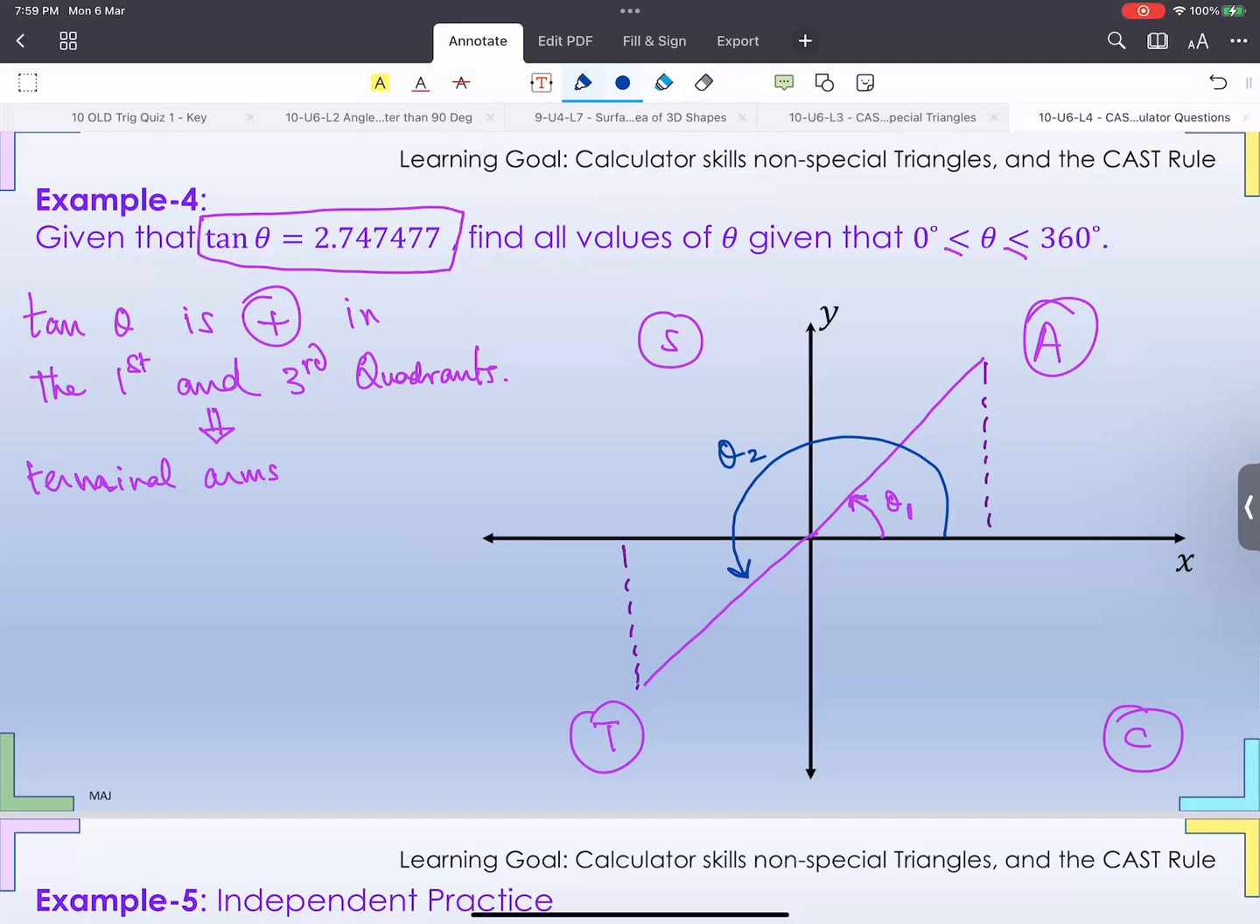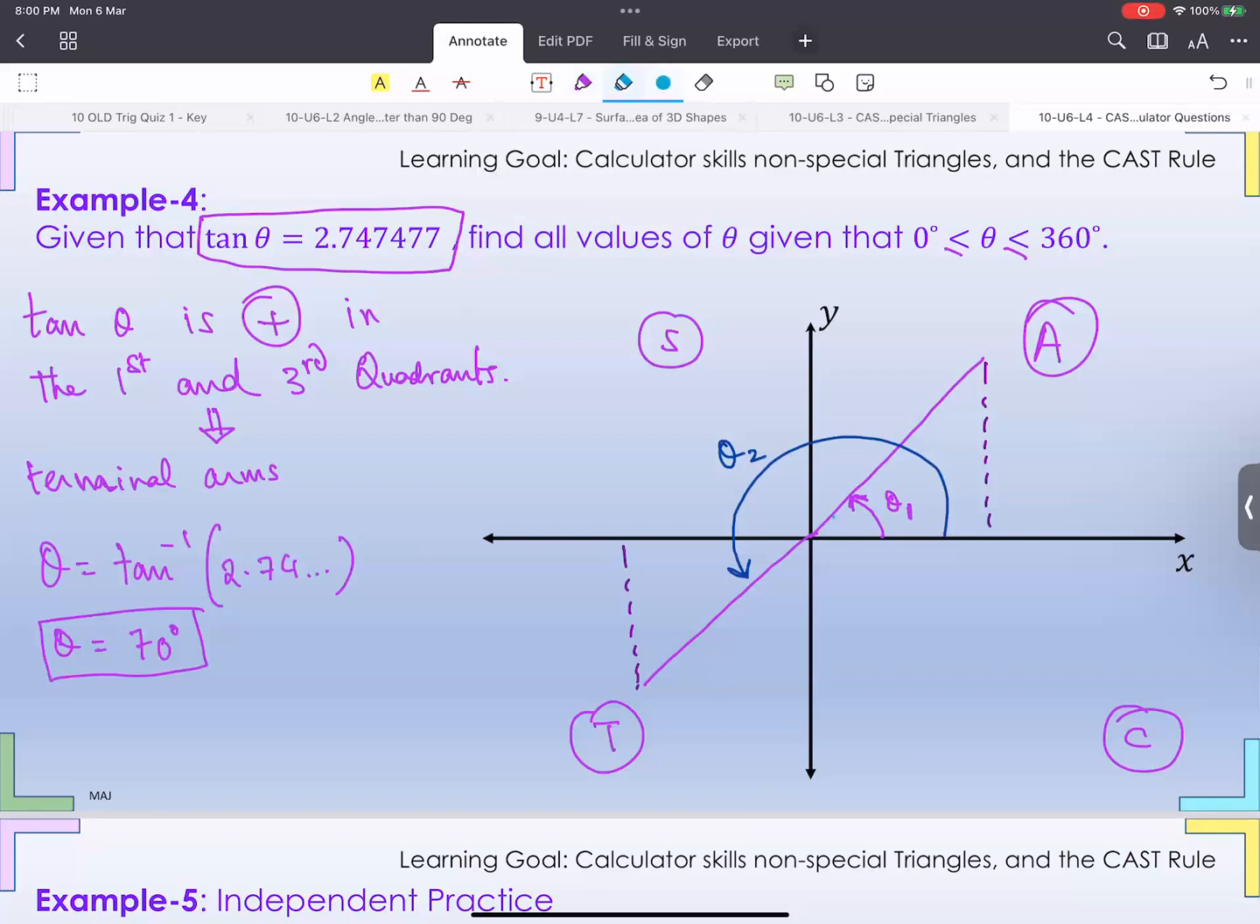So normally, I would have to just type that into the calculator. Theta is tan inverse of 2.74. Just type the whole thing in, grab your calculators. Second tan inverse 2.747477, and that is 69.999. So I'm just going to round that to 70 degrees. That's my very first solution.